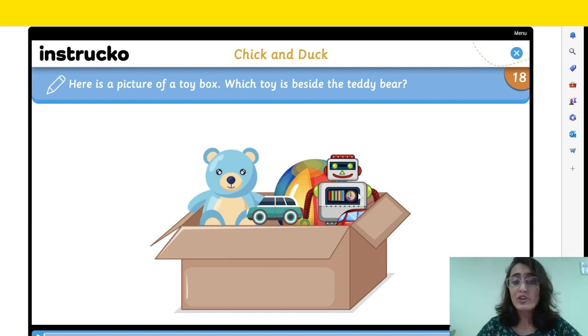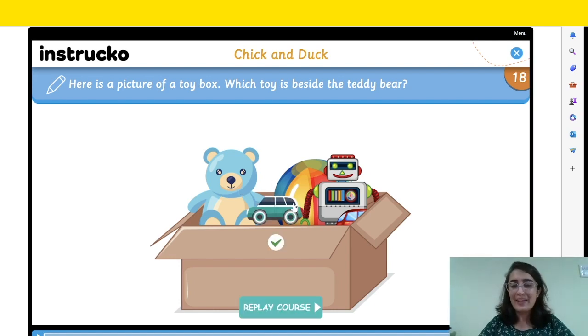Now, let's see if the robot is beside the teddy bear. No, the robot is also not beside the teddy bear because again, the car is coming in between. When two objects are beside each other, it means there should be nothing between them, right? So here, what is beside the teddy bear? The car is beside the teddy bear. Correct. And again, if I ask you what is beside the car? Yes, there are two items beside the car. One is the robot and one is the teddy bear. Very nice. So with this we come to the end of our chapter.